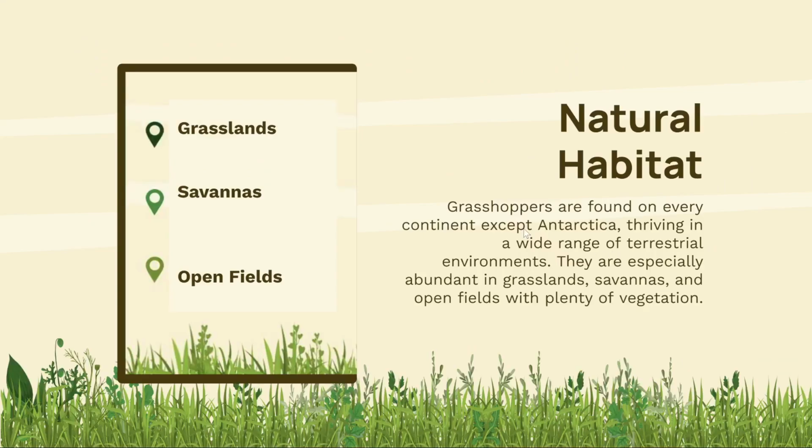So for their natural habitat, they're found in grasslands, savannas, and open fields, and they're actually found on every continent except Antarctica, and they thrive in a lot of environments. All they really need is just abundance in grass and vegetation.